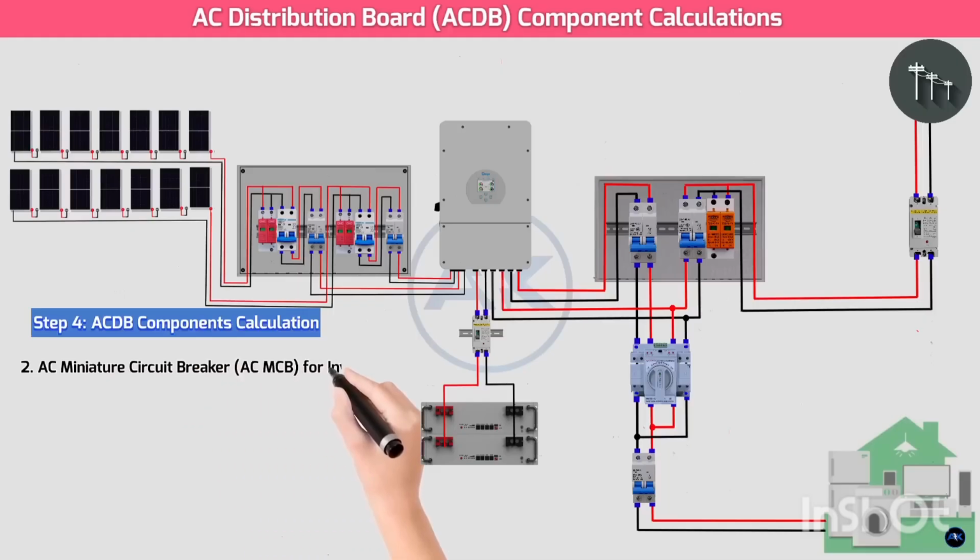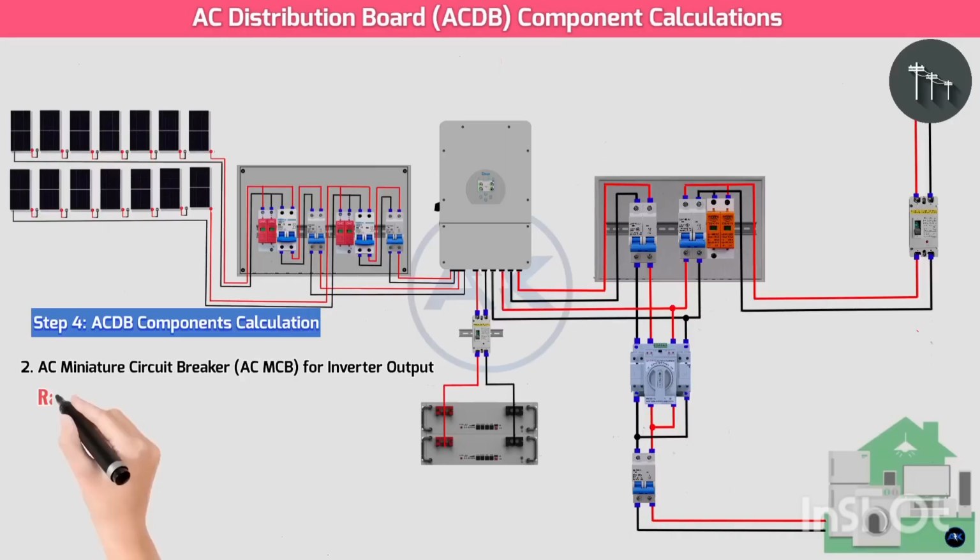2. AC miniature circuit breaker, AC-MCB for inverter output. This MCB protects the wiring from the inverter's AC output terminals to the ATS load and the inverter itself from overcurrents. Rating criteria: voltage rating must match the system voltage, 230 volts. Current rating must be greater than or equal to 1.25 times the maximum continuous AC output current of the inverter. This 125% rule is a standard safety factor for continuous loads.